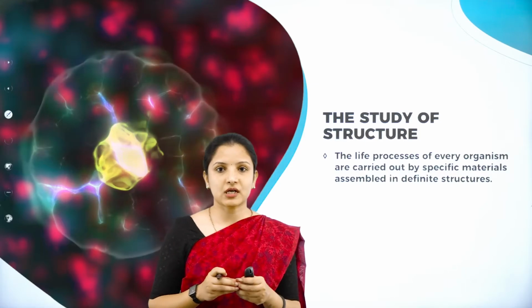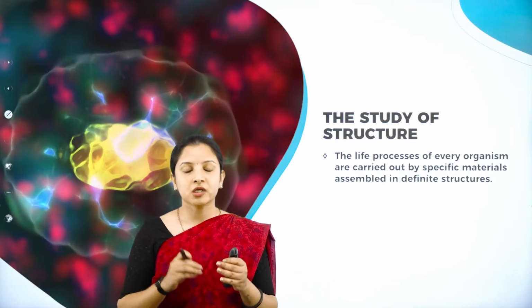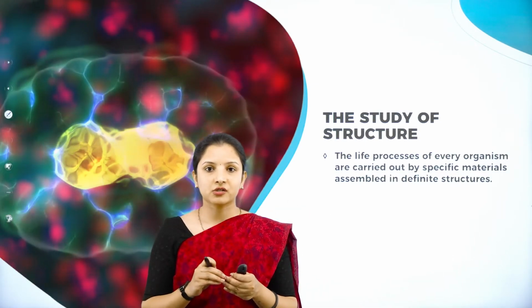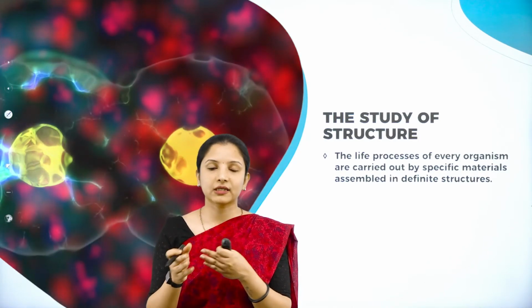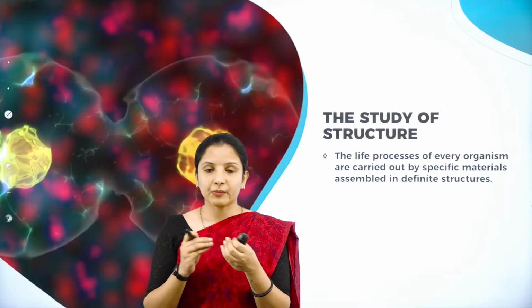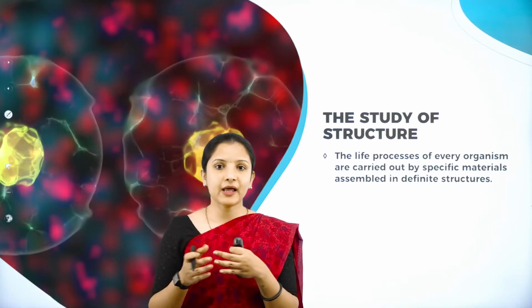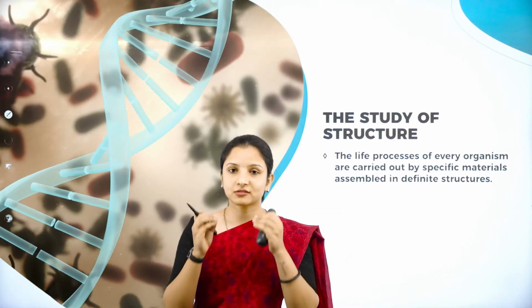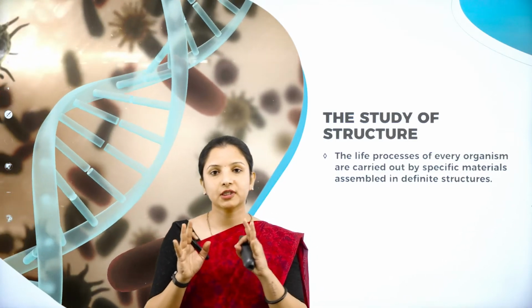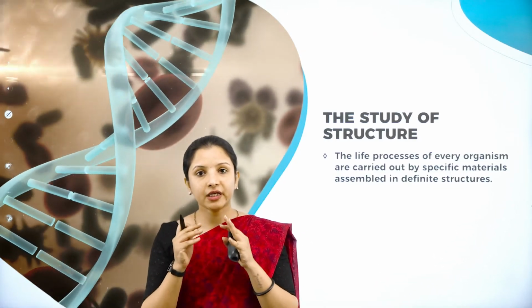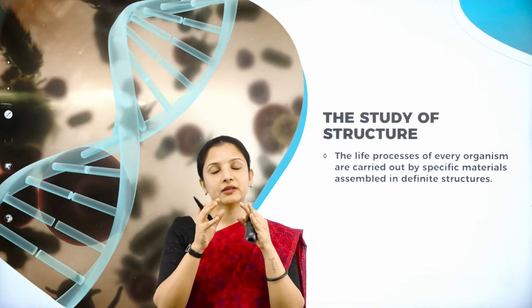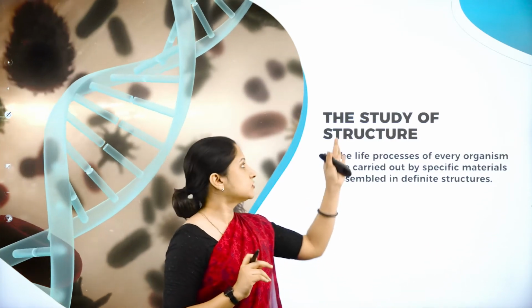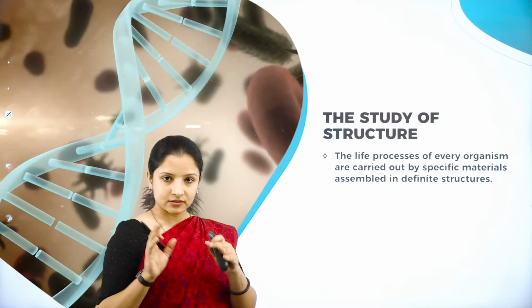Next is the study of structure. Say for example, reproduction. In order to understand reproduction, or the mechanisms in plants like cross-pollination or self-pollination, we need to know the structure of that particular organism. If we need to understand reproduction, then we need to know the structure of the female and the male reproductive system, right? All those we will study under structure.